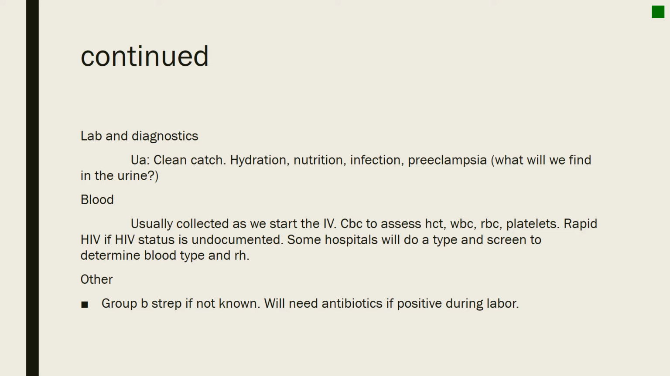We want a CBC, hematocrit. We want platelets. We need to know if there's any kind of coagulopathy, because this would contraindicate an epidural if the platelets were off. Rapid HIV if that's undocumented, type and screen, determine blood type if it's not already done. Other, group B strep, we know that we do that. We may have to give them antibiotics.